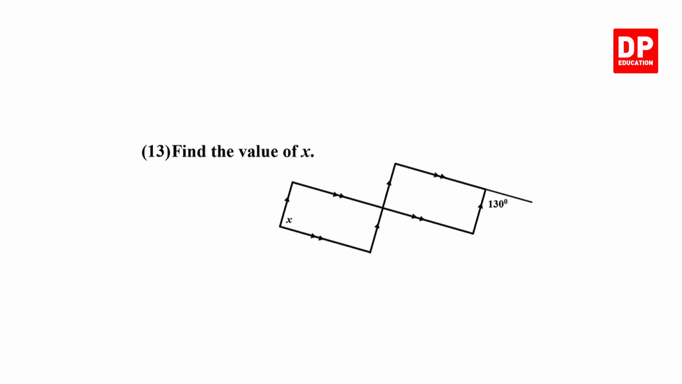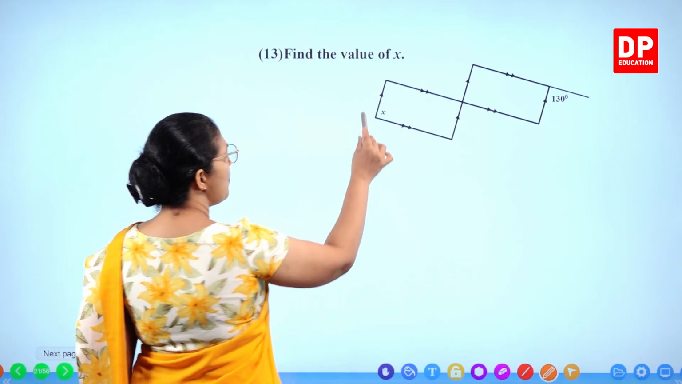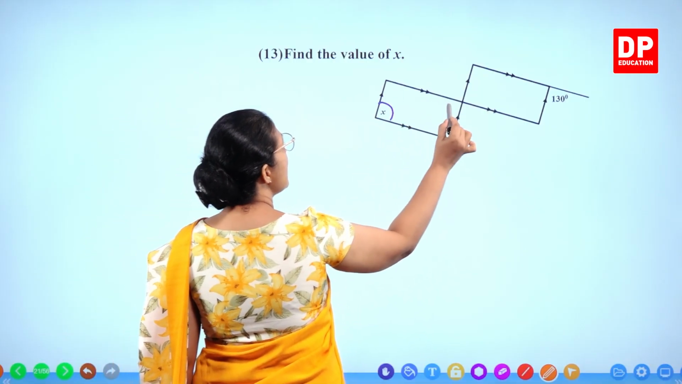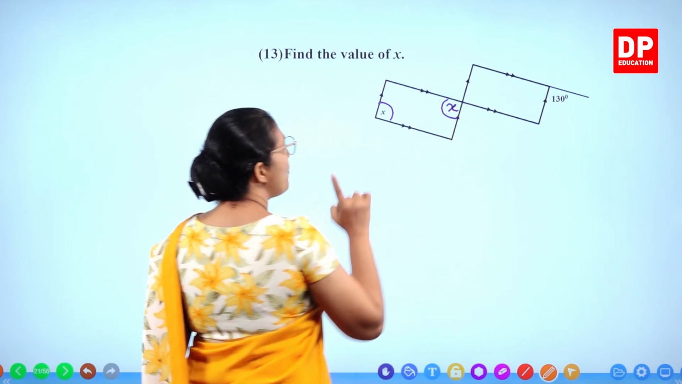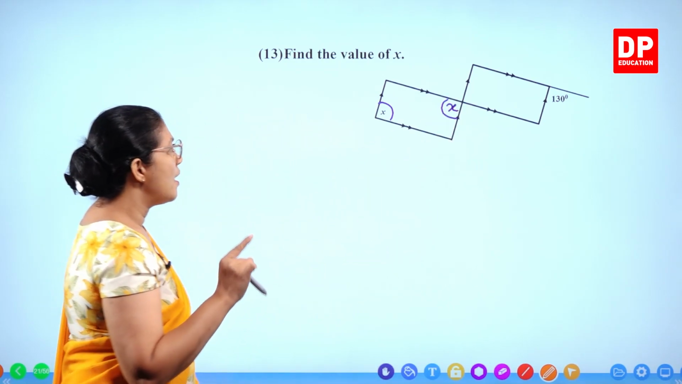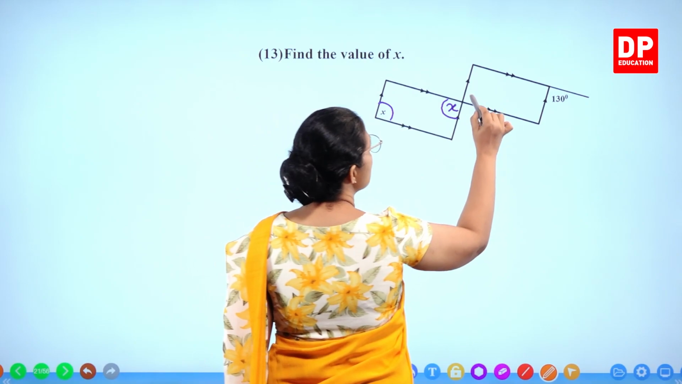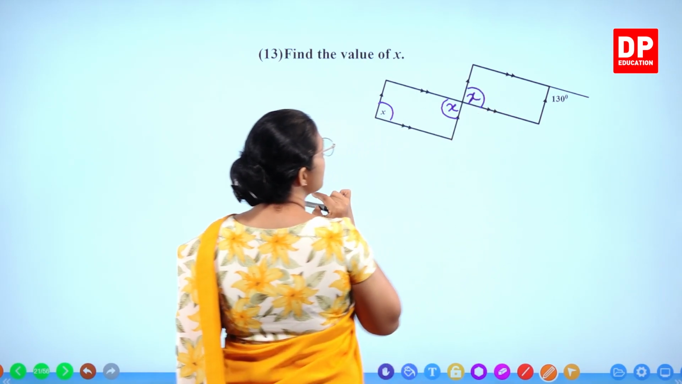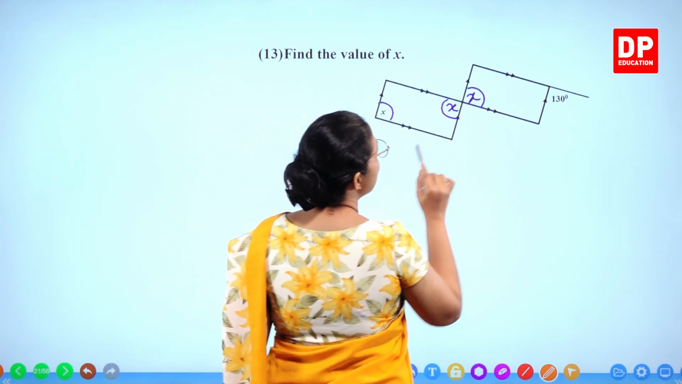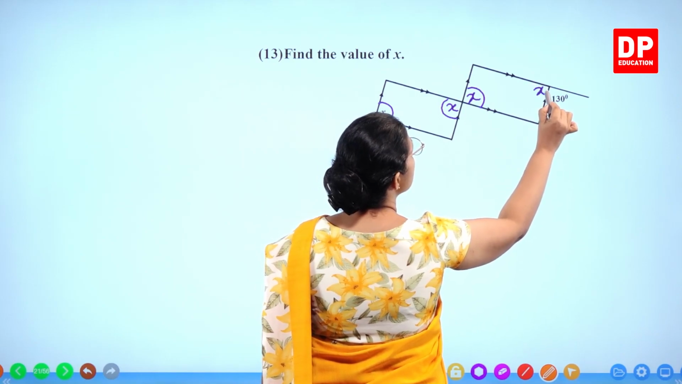Question number 13. Find the value of x. So parallel lines are given. We know this is a parallelogram. If this is x, this is also x. Opposite angles of a parallelogram are equal. This is x means this is also x. Then if this is x, this is x.